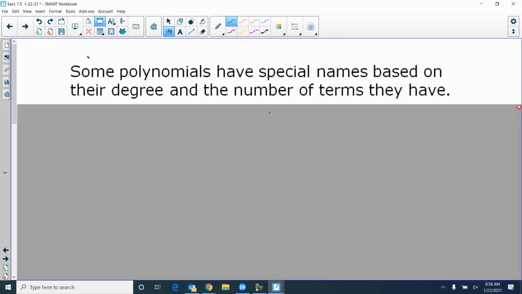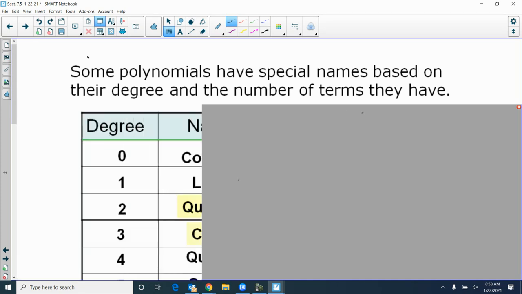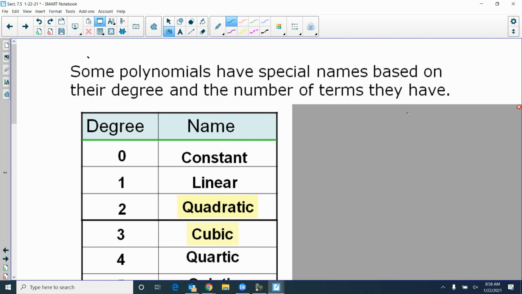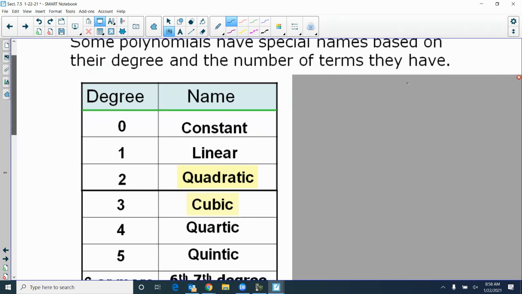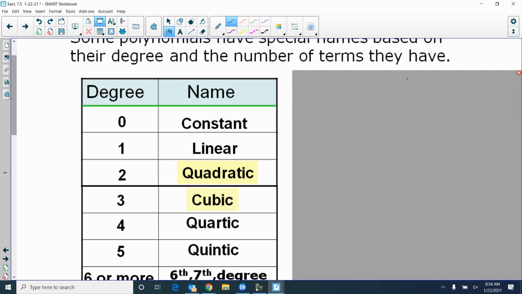Some polynomials have names based on their degree and the number of terms they have. Here are the names for a degree. If it's degree 0, it is a constant. That would just be any number, like 16, 12, or -8. If it is degree 1, it is linear. If the highest degree just has an x or just has a y, that would be a linear.